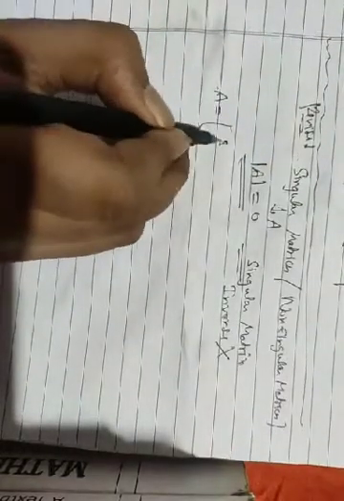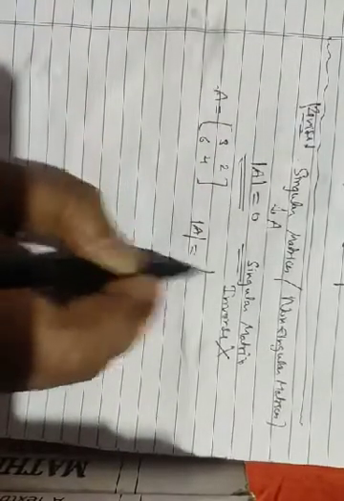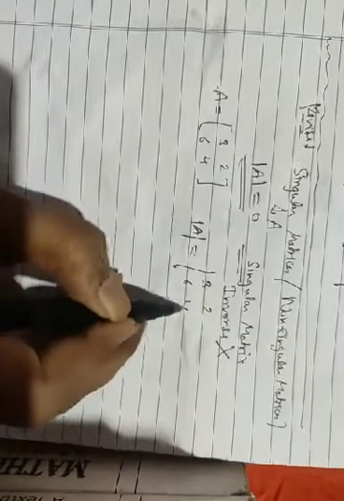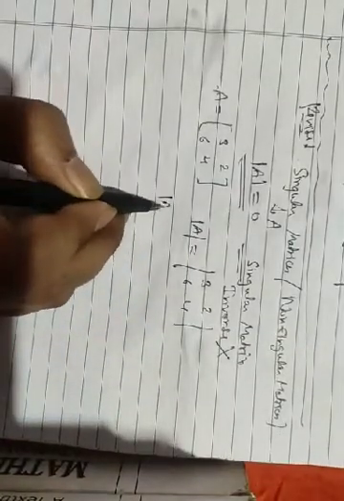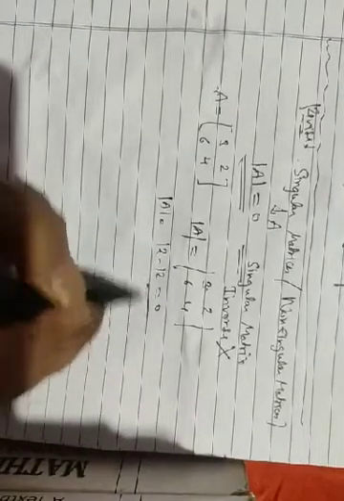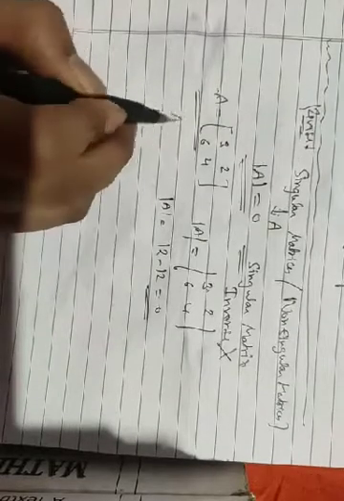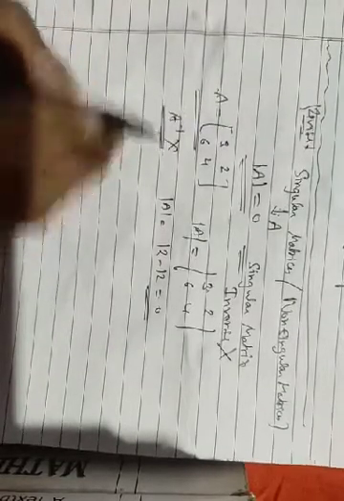Just take for example A equal to 3, 2, 6, 4. Then we find its determinant value. The determinant is given by 3, 2, 6, 4. What do we see? 4 times 3 is 12, minus 2 times 6 is 12, so 12 minus 12 equals 0. Then this matrix is a singular matrix. We cannot find A inverse here.